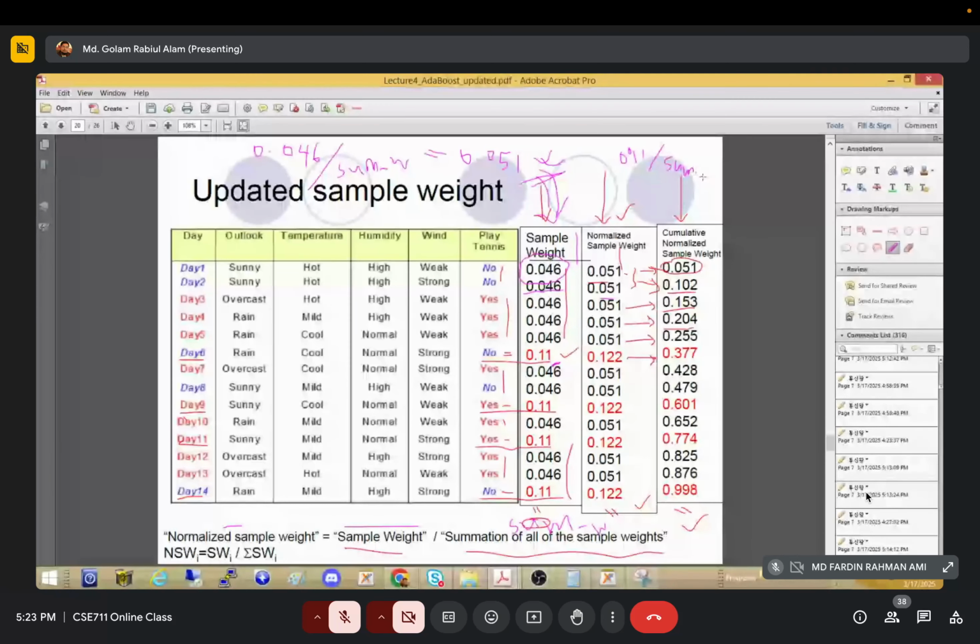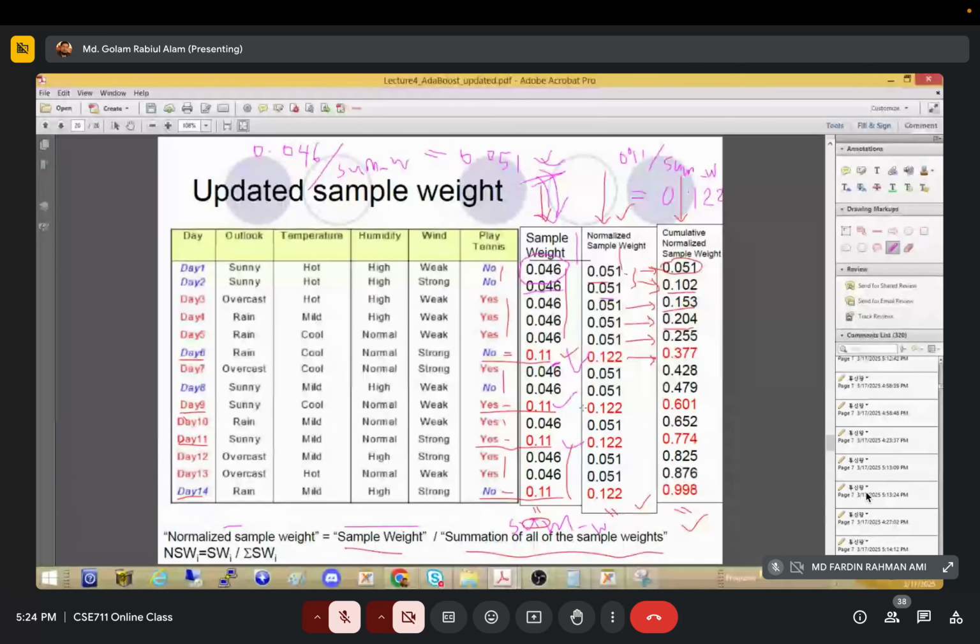Sum of the weights. In that case, if we divide 0.11 by the sum of the weights, we will get 0.122. For this one, you can see 0.122. For this one, it is 0.122. For this one, it is also 0.122. Okay, so 0.122. This is called the normalized sample weight.